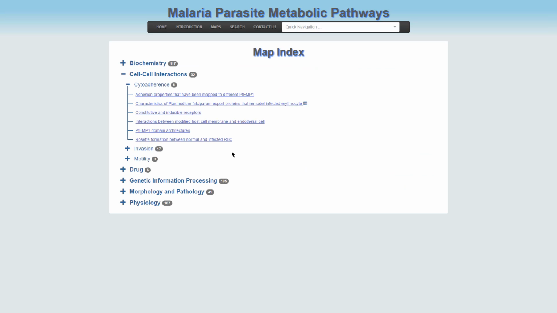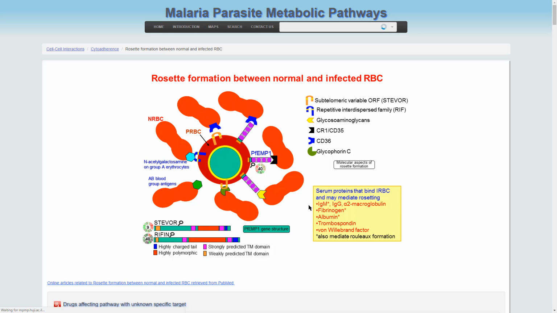Another hallmark of cytoadherence is the rosette formation between normal and infected erythrocytes. Here shown are the different ligands on the surface of the infected erythrocyte and their receptors on the uninfected erythrocyte, with the structure of two of the major players in cytoadherence, the STEVOR proteins and the RIFIN proteins.